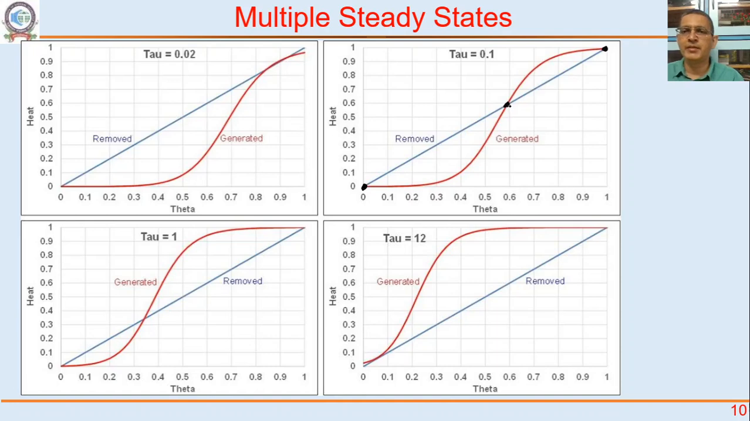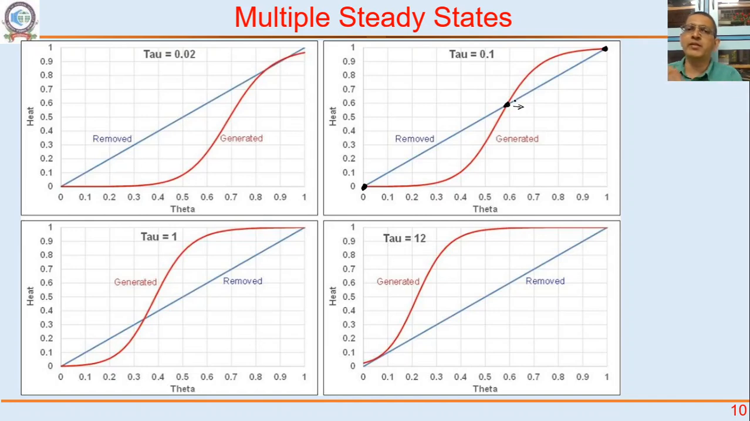Suppose in this steady state, the theta changes a little bit. So let's say because of the dynamics, because of disturbances, the point shifts to the right a little bit. Theta is like dimensionless temperature, so there is a small disturbance in temperature. Now if it shifts to the right, what happens? The heat generation rate is more than the heat removal rate.